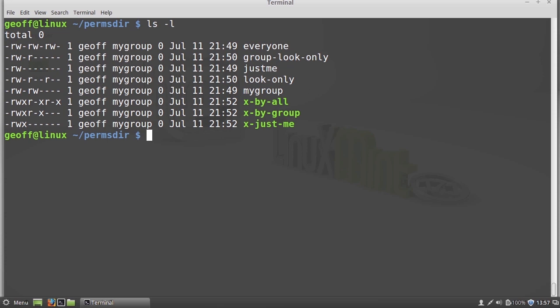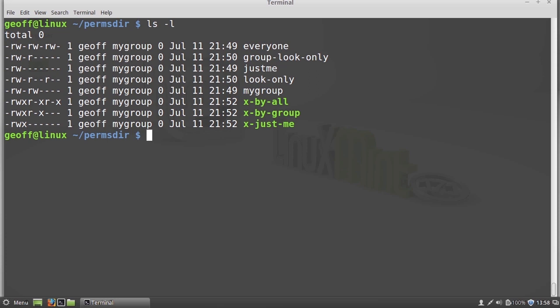We look at look only. This is actually a fairly common permission that you see. I have permission to read the file and make changes to it, and I've made it publicly visible. The members of my group can read the file, and everyone else can read the file. For the file my group, maybe this is some group project some of us are working on together. So I've given read and write permission to myself, and I've given read and write permission to the members of my group. But other people cannot see the file or do anything with it at all.